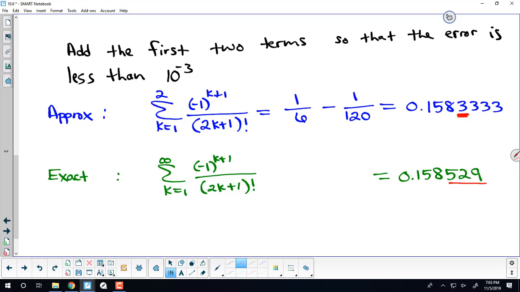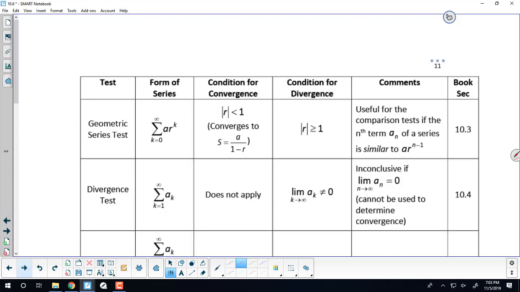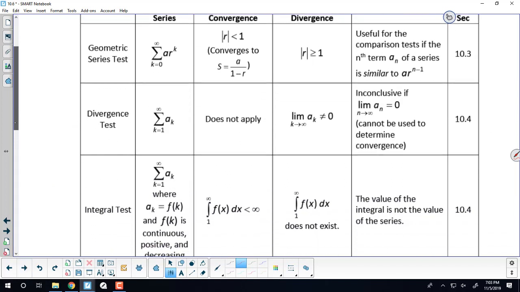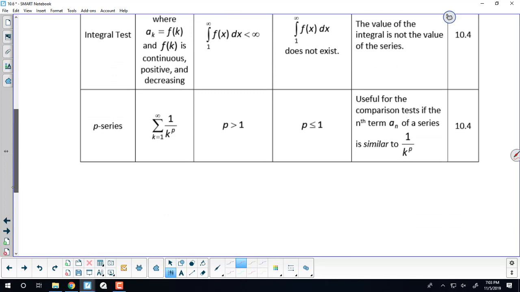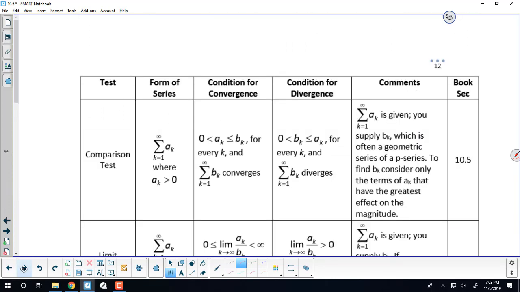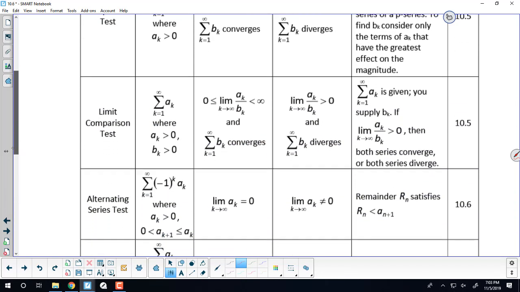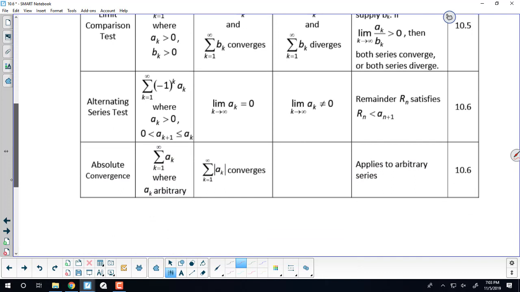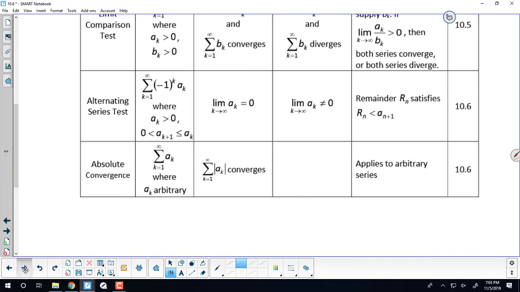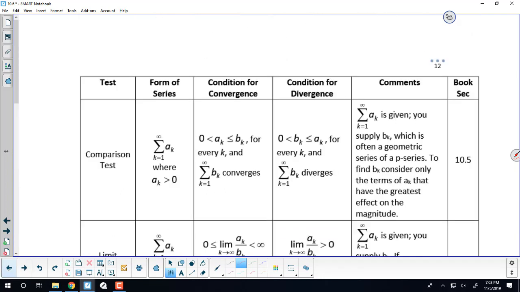Do y'all have any questions at this point? The last couple of pages are just a summary of the tests that we've looked at up to this point. Last two pages. Yeah, that's it. All right, so that's 10.6 alternating series stuff.